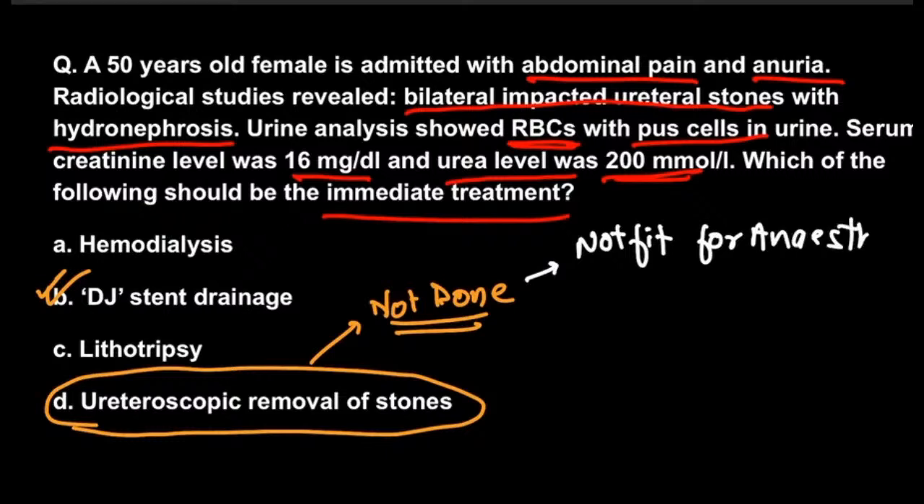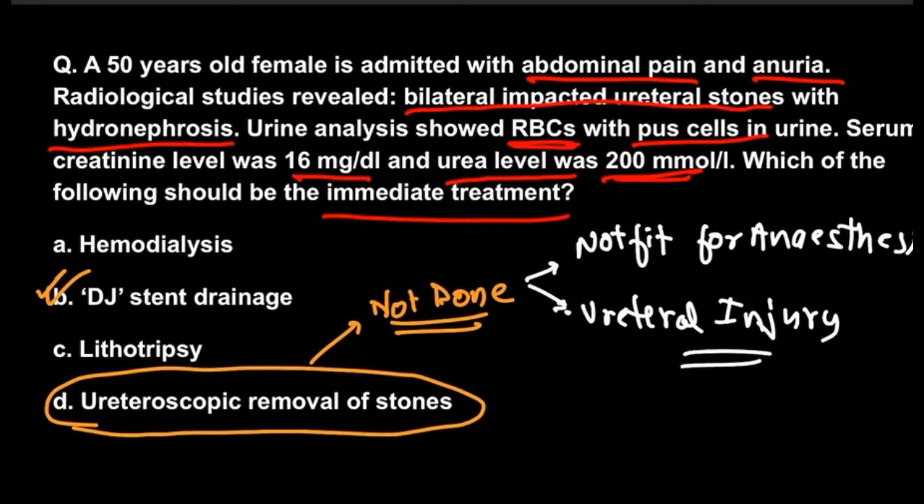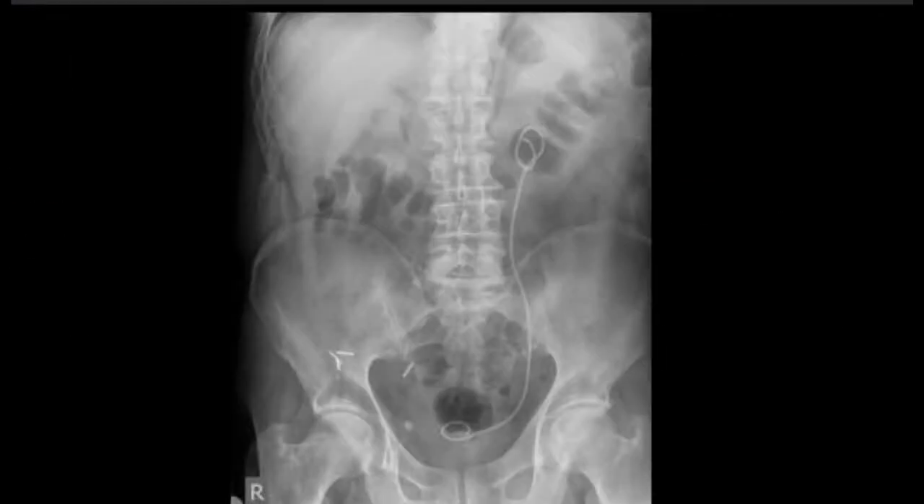and at the same time, let's say even if you somehow make the patient fit and you try to go in for this, what might happen? You are having an impacted stone. If you try to go in for an impacted stone, you might land up in ureteral injury. Ureteral injury might happen because the patient is having an impacted stone. So always it is wise to first put a DJ stent.